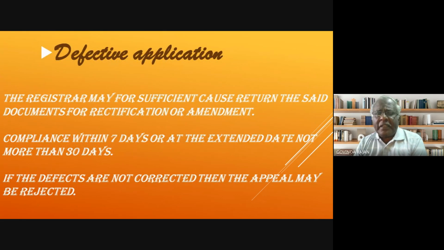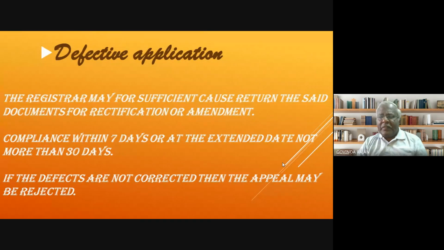Once the application is filed, as we have already seen, the duty of the registrar is to receive the application and to verify it. If there is any defect in the application, it should be communicated to the appellant for rectification. This is discussed here. The registrar may, for sufficient cause, return the said document for rectification or amendment. If there is any error, it will be returned for rectification of the error or amendment of the appeal. What is the time limit for it? It should be complied with within 7 days.